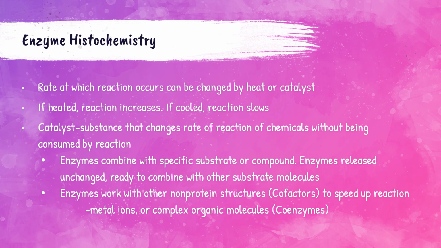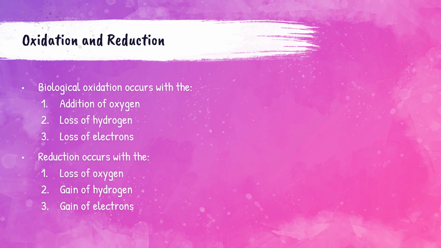A cofactor is a non-protein chemical compound or metallic ion that is required for some enzymes' role as a catalyst. So these are considered helper molecules for that enzyme. Enzymes catalyze oxidation and reduction reactions, also called redox reactions. Oxidase is an enzyme that can catalyze the oxidation of substances by the addition of oxygen, and dehydrogenase can catalyze the removal of hydrogen from material molecules. Oxidation can also occur with the loss of electrons. Reduction can occur with the loss of oxygen or the gain of hydrogen or electrons.